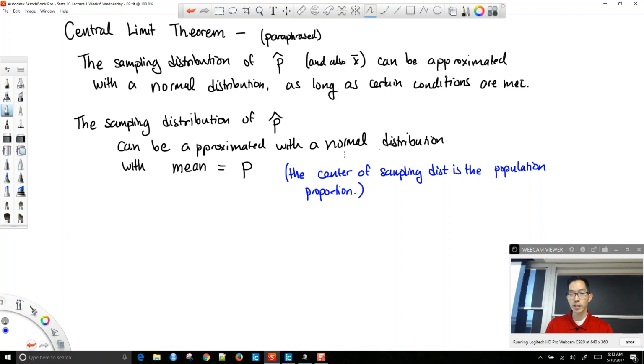Can be approximated with a normal distribution with mean equal to p. And the standard deviation, that's less intuitive, but with mean equal to p and standard deviation equal to, and I'm just going to give you this formula, the square root of p times 1 minus p, divided by n, inside the square root.